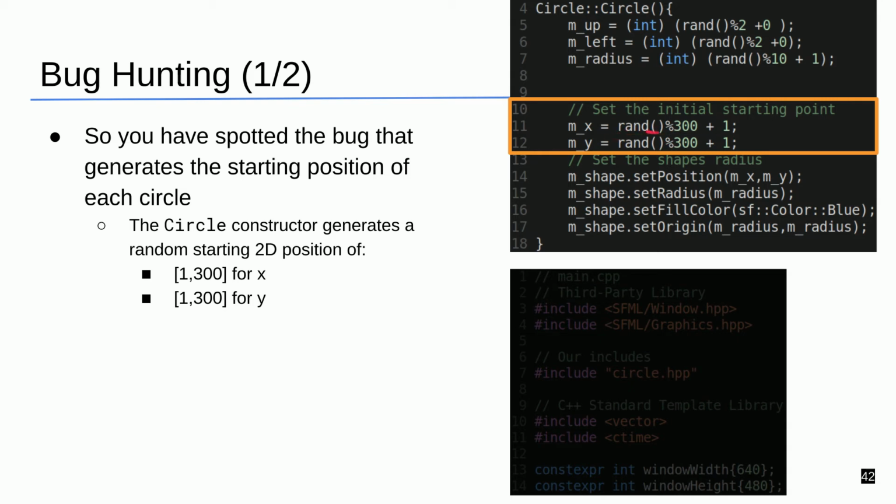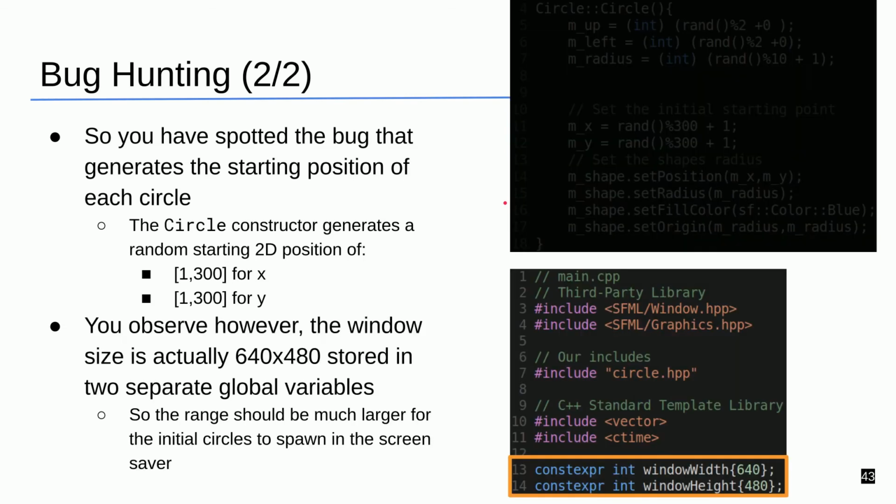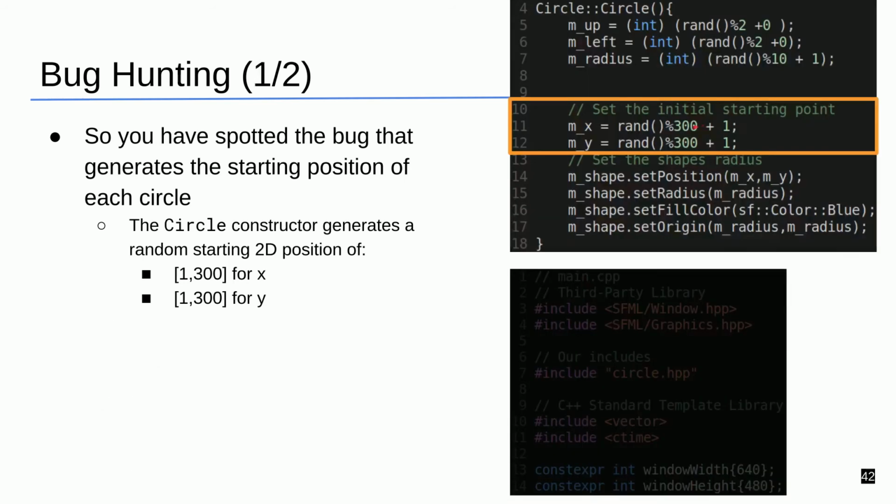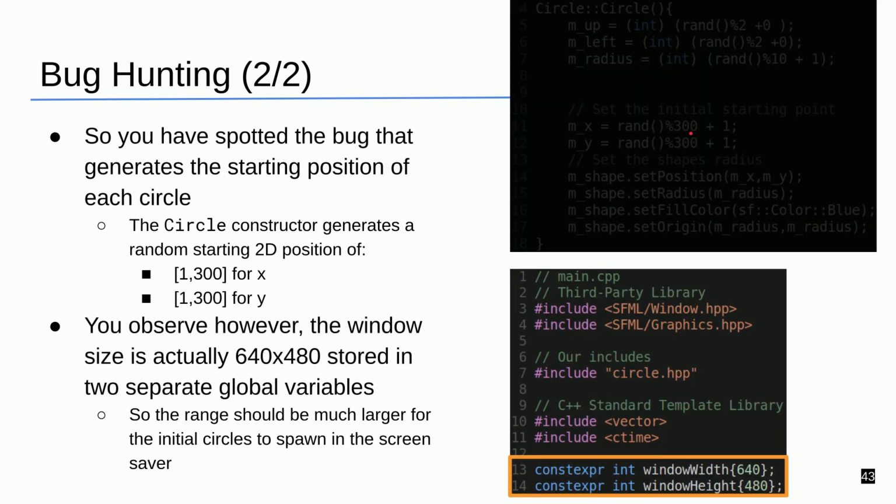So I'm generating a random value, modding it with 300 to give me a range of 0 to 299, and then I add 1, so it gives me the range of 1 to 300. But anytime you see hard-coded values, that's a little bit of a red flag. You say, hey, where did this value come from? It's not described in the comments, so we don't really know.